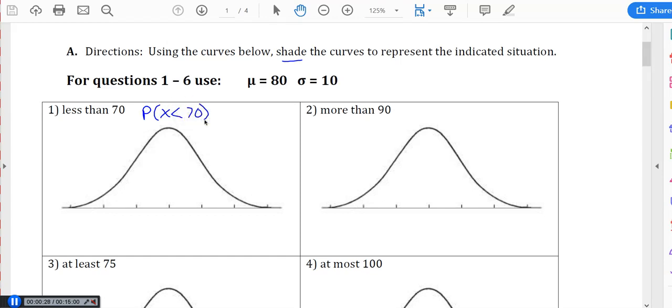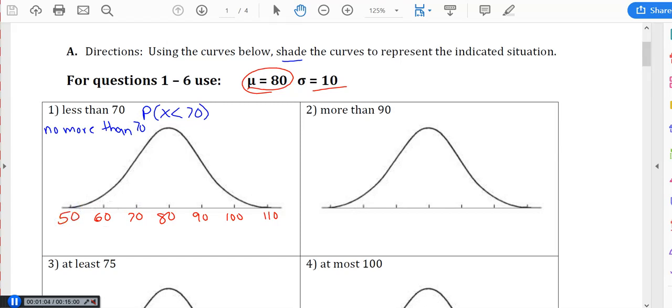This could also be said as no more than 70. So how are we going to do this out? I have an average of 80 and a standard deviation of 10. So 80 goes in the middle. I'm going to add 10 to the right because that would be above the mean. So 80 plus 10 is 90, plus 10 is 100, plus 10 again is 110. Starting at the mean going left would be below the mean. So when I subtract 10, I'm going to get 70, 60, and then 50.